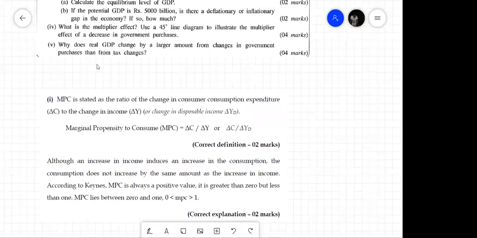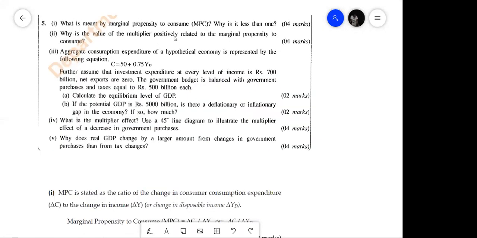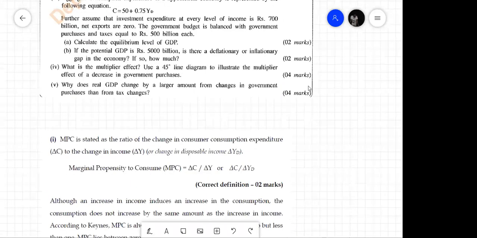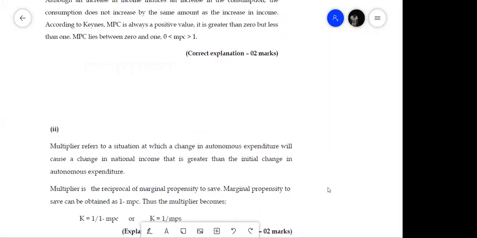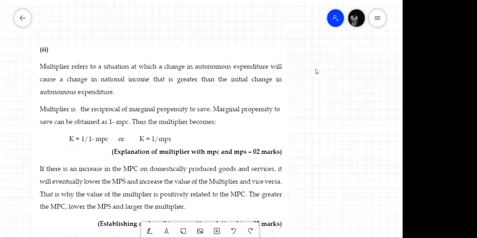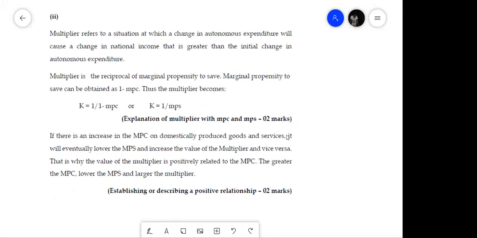That's for that. Then, why is the value of the multiplier positively related to MPC? Again, a good question. That means if the MPC increases, multiplier also increases, no? They're asking why is that? It's common sense, but look at the answer that they have given. They have said, multiplier refers to a situation at which a change in autonomous expenditure will cause a change in national income greater than the initial change.